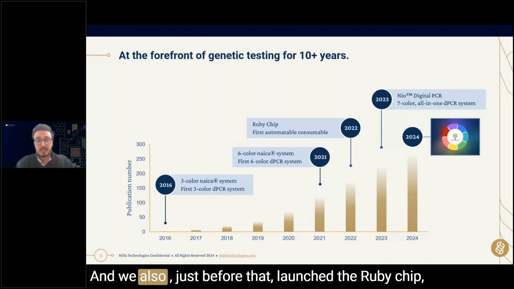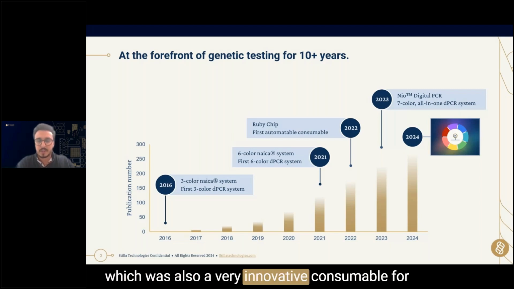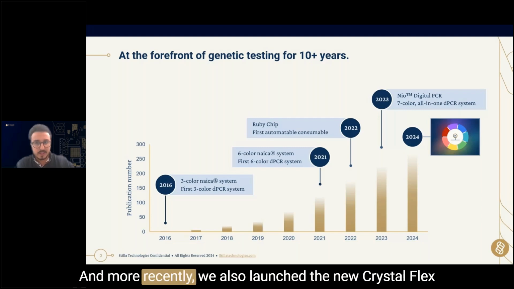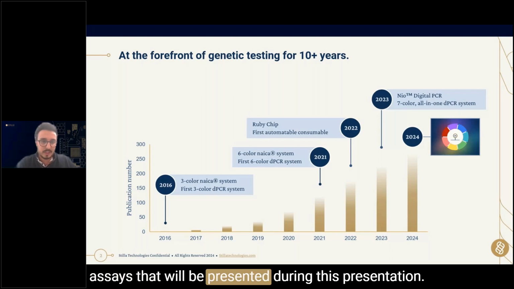And we also, just before that, launched the Ruby chip, which was also a very innovative consumable for digital PCR, as you will see during the presentation. And more recently, we also launched the new Crystal Flex assays that will be presented during this presentation.